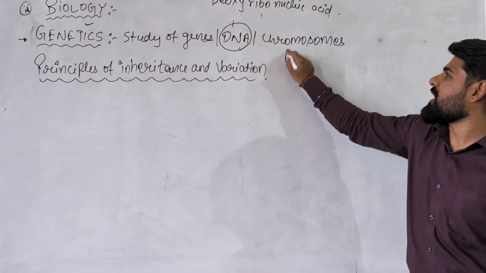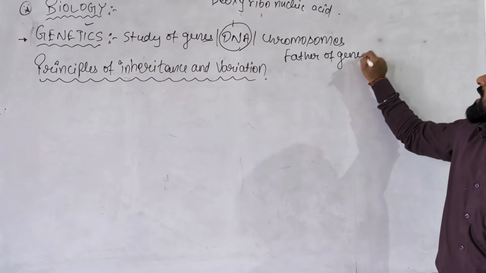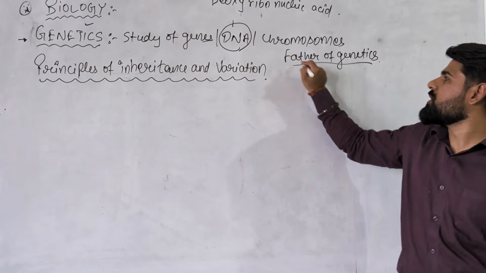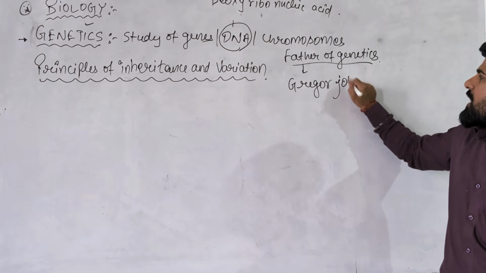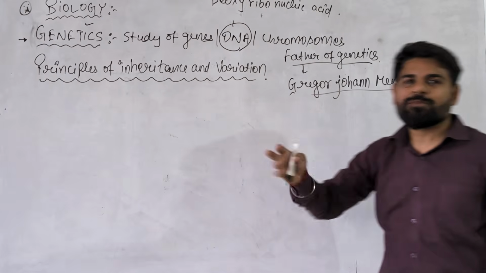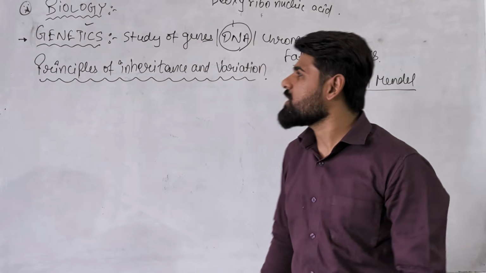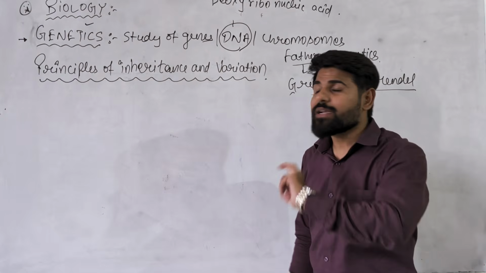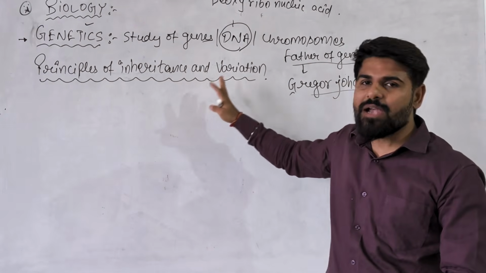Now, who is the father of genetics? The first person who started studying genetics was Gregor Johann Mendel. Gregor Johann Mendel was the first person who studied genetics. Now this is the unit name. Chapter number 5 is principles of inheritance and variation.